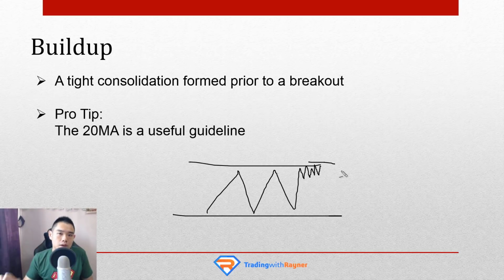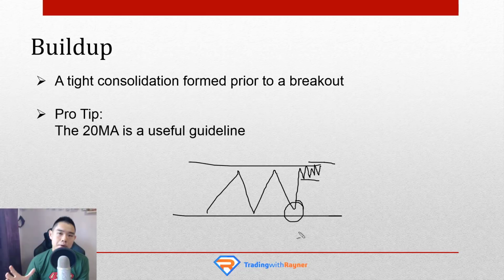Why is that? Two reasons. Number one, you have a logical place to set your stop loss. You can just set your stop loss now, just below the lows of this build up, and you will have a much tighter stop loss compared to setting it at the lows of resistance. Do you agree?